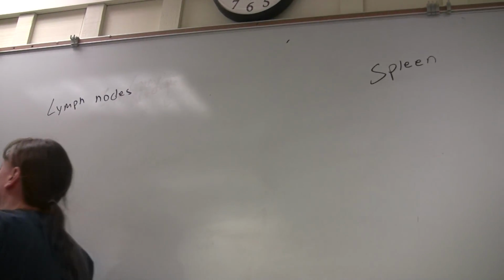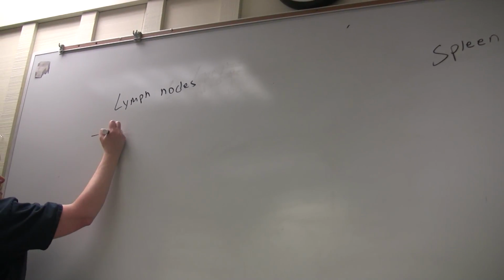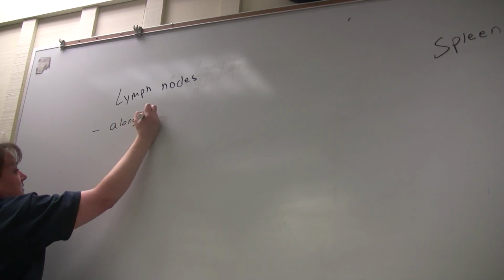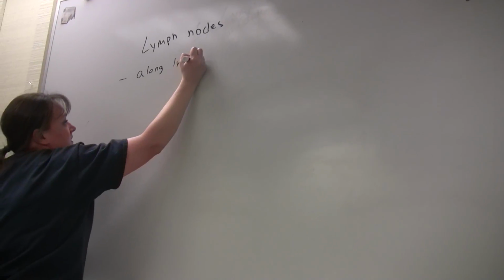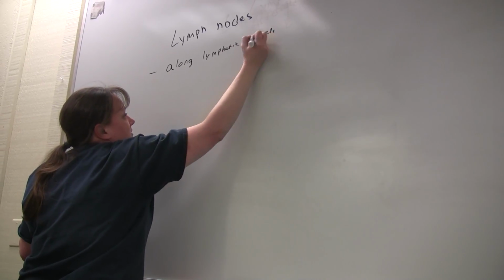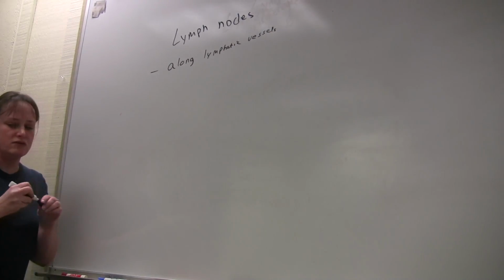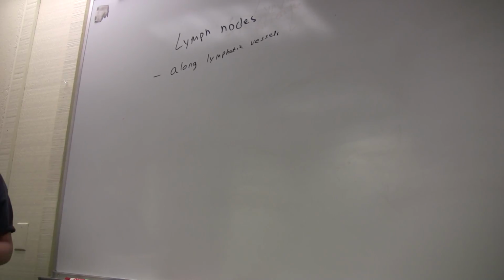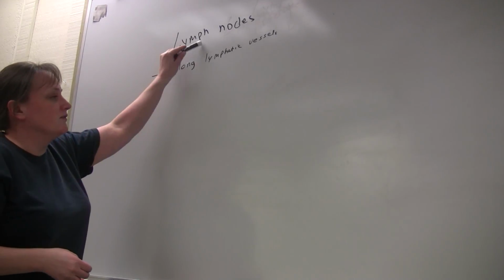So with lymph nodes, let's put down that there's lots of them. They're located along lymphatic vessels. In either picture that you're looking at that has the lymphatic vessels, you see little green beans, little round beans. Those are the lymph nodes.